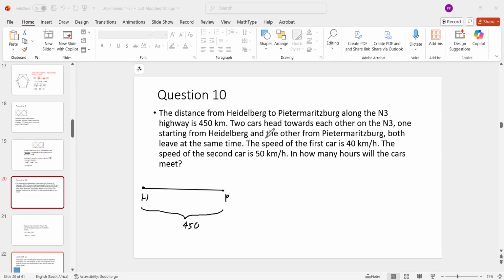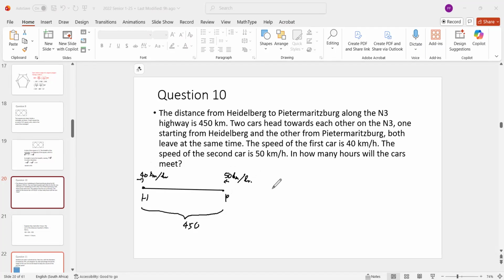Two cars head towards each other. Okay, so one leaves Heidelberg, the other leaves Pietermaritzburg. So I presume they leave at the same time. All right, so both of them leave at 8 o'clock. And the speed of the first car, the Heidelberg one, is 40 kilometers per hour, and the other one is 50 kilometers per hour.